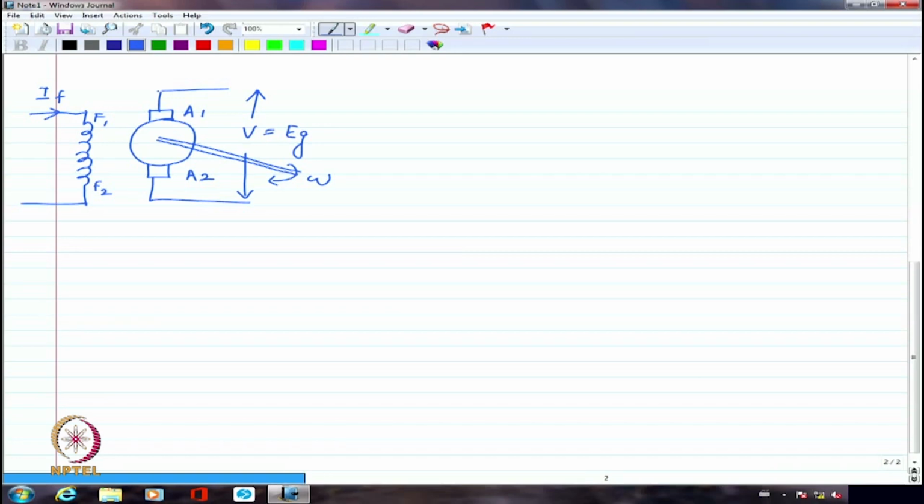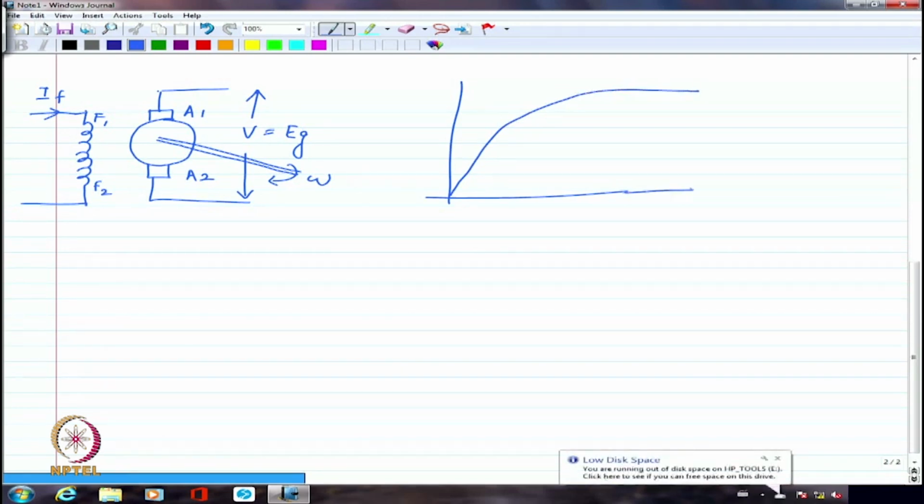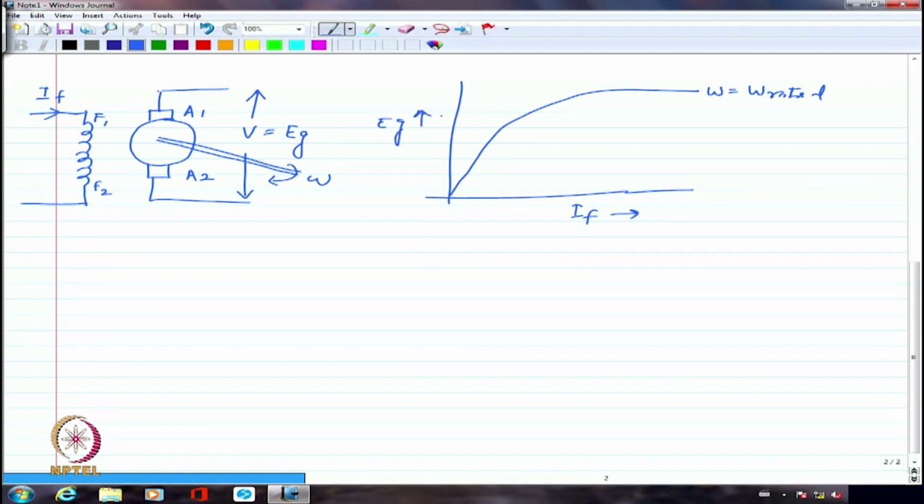Right? So with this, I am going to have this graph being followed by the machine. This is omega equal to omega rated. This is IF and this is the voltage EG. So we call this the open circuit characteristic.